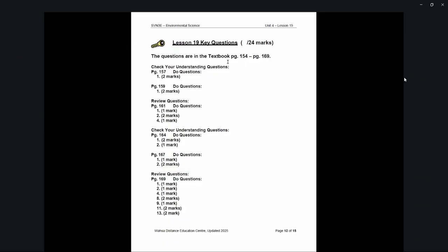So, okay, and there they are listed right there at the bottom of page 12 of 15. So there's two sets of questions for lesson 19. Okay, but it's all within lesson 19. So lesson 19 is going to cover two sections of the textbook. Alrighty. Give me 1 second and we're going to go to those textbook questions right now.